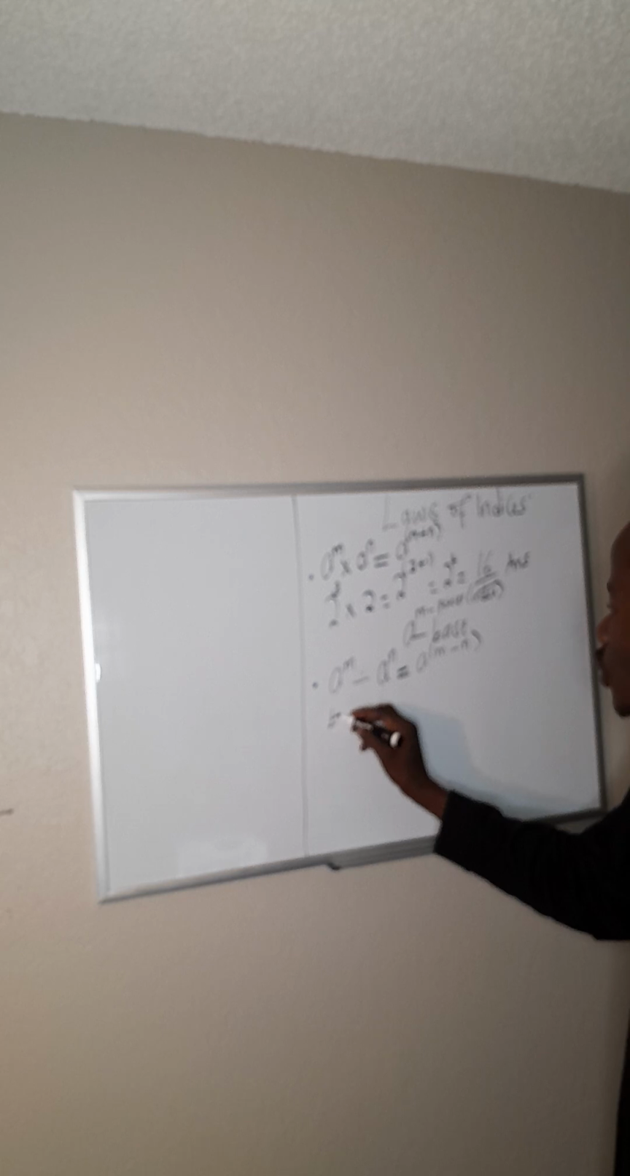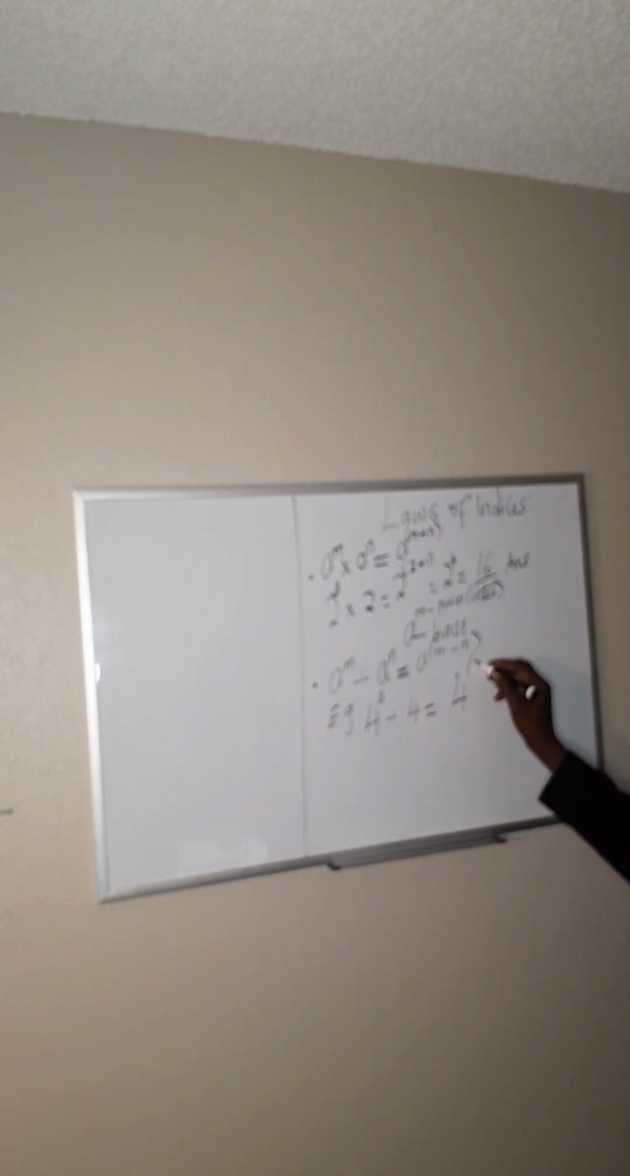An example, e.g., I have 4 raised to the power of 3, and I am dividing it by 4. So this one will be equal to 4 raised to the power of 3 take away 1. Any number written without a power means it is raised to power 1, so there is a 1 here. But because 4 raised to power 1 is just 4, there is no need to write it. So we subtract. What will we have? We will have 4 raised to power 2, which is the same as 16. So that is the solution for this particular expression.